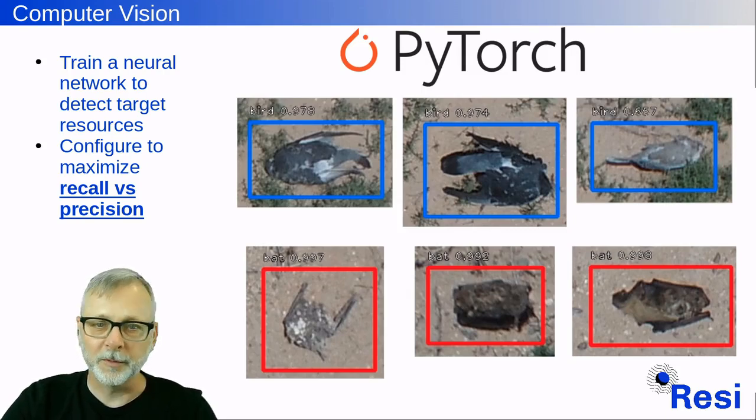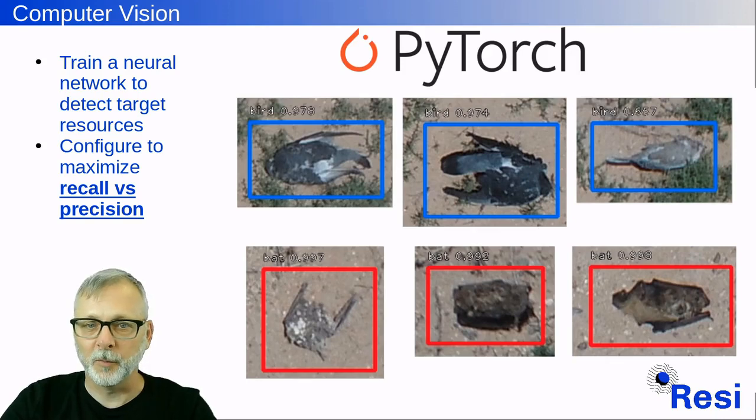Another thing worth mentioning in terms of how we develop these models, we configure our models to maximize recall versus precision. These are two performance metrics for object detection models. Recall refers to how many objects you actually find, so high recall means you don't miss much. Precision refers to the number of false positives, so high precision means you have few false positives.